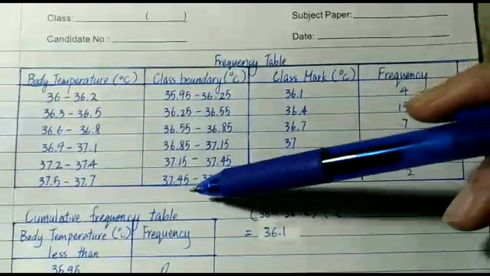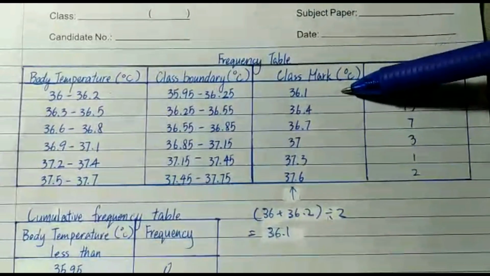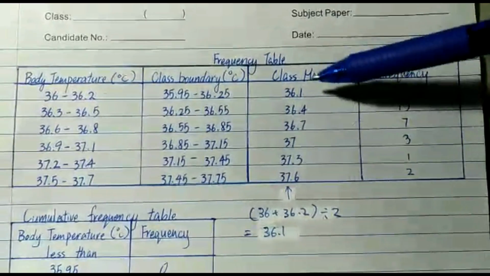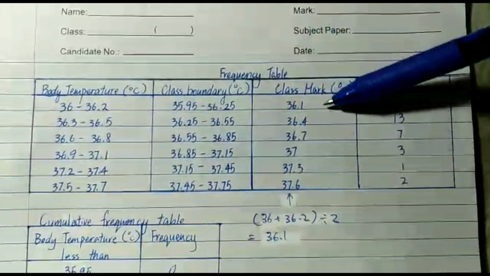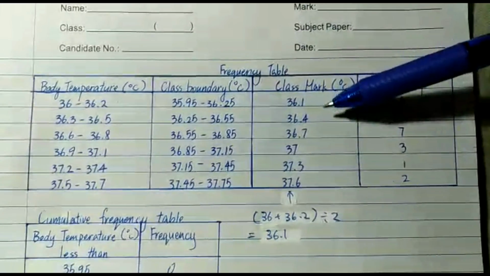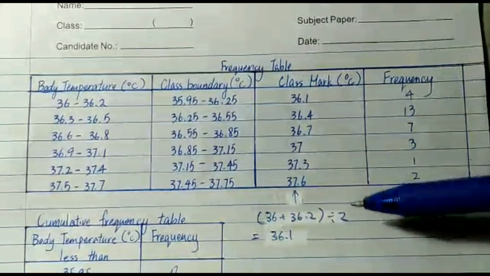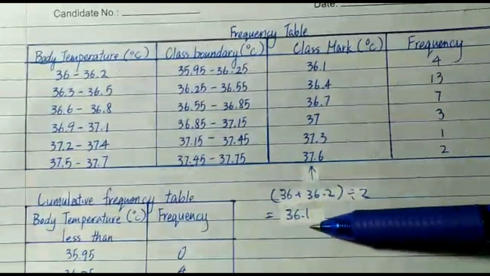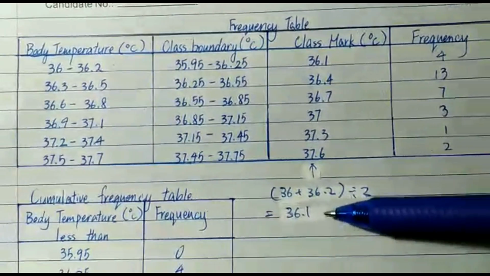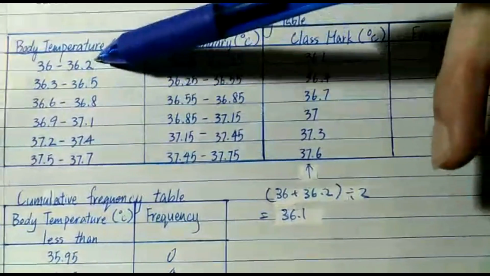Class mark is the middle number of each class. So for the first class, the class mark is 36.1, and then the next one is 36.4, and so forth. If you want to know how to calculate the class mark, you need to add 36 plus 36.2, and do the same to all the other classes. And you also need to divide by 2, which will equal 36.1.